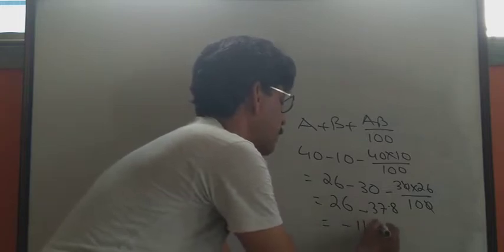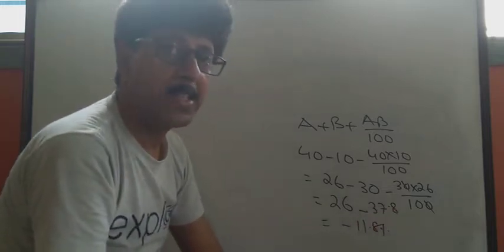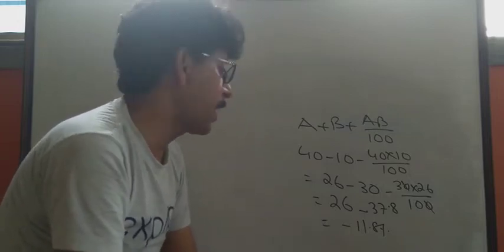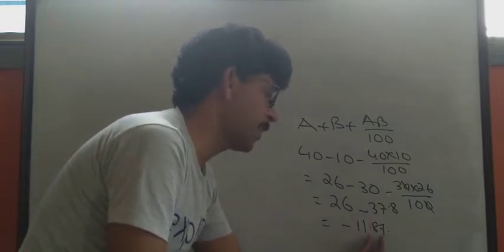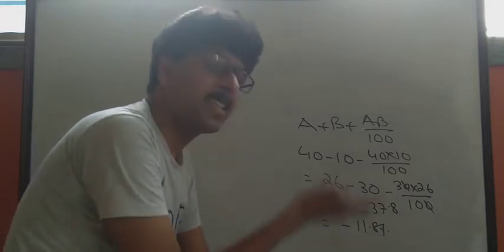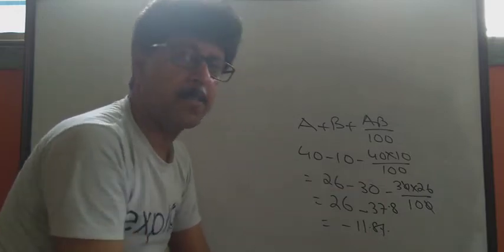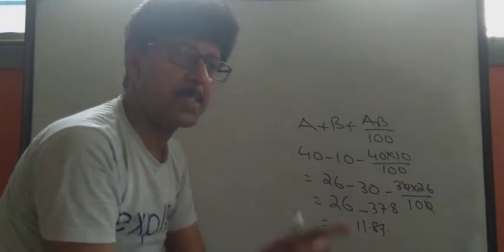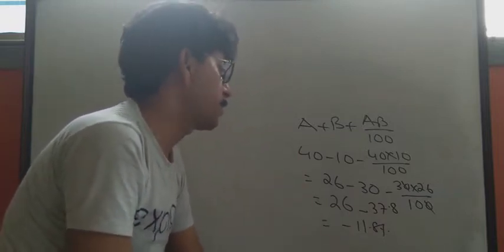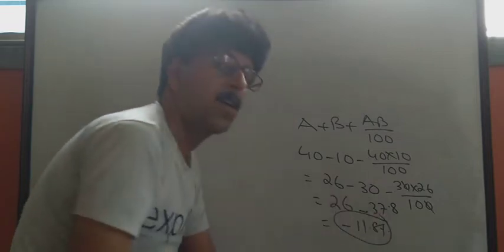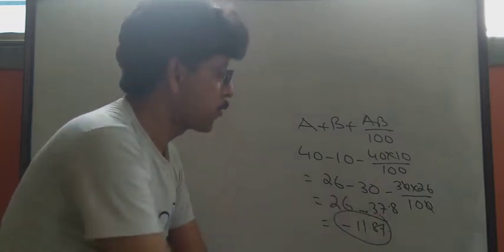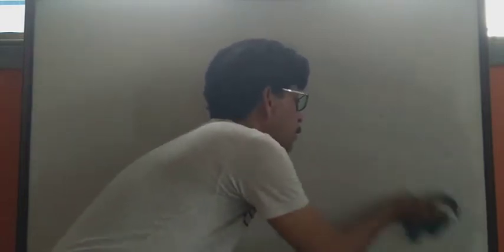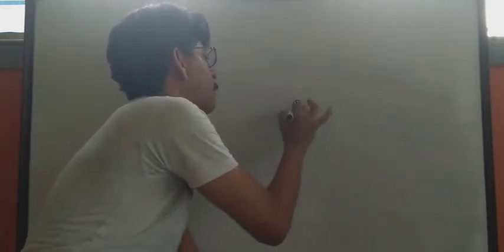Minus 11.8%. It means the volume of the cuboid will ultimately decrease by 11.8% if you increase its length by 40%, decrease the breadth by 10%, and decrease the height by 30%. Ultimately, this will be the effect on the volume of the cuboid. So, the multiplicative effect. Next, from here we will move to profit and loss.